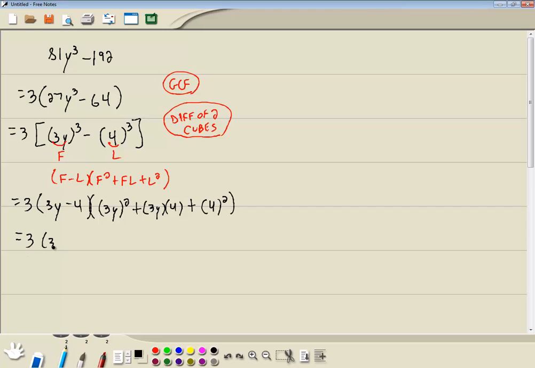So we got 3 times 3y minus 4. Now 3y squared: 3y times 3y gives you 9y squared. 3y times 4 is 12y. And 4 squared gives you 16.